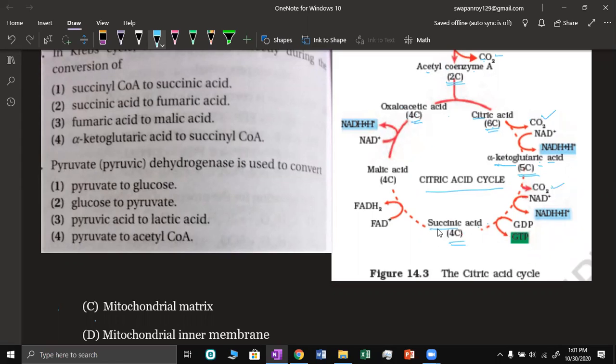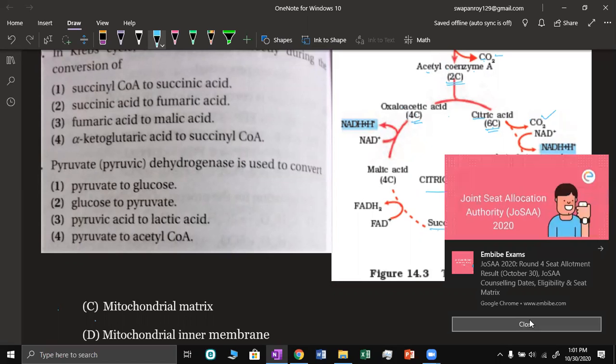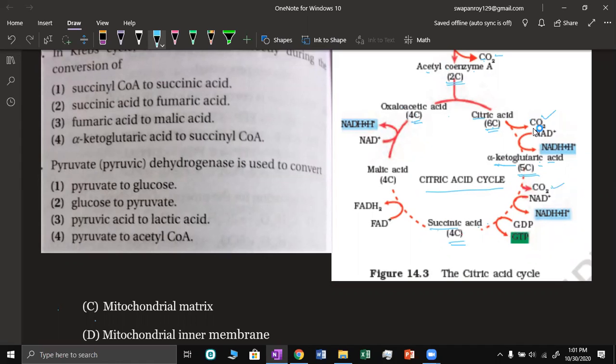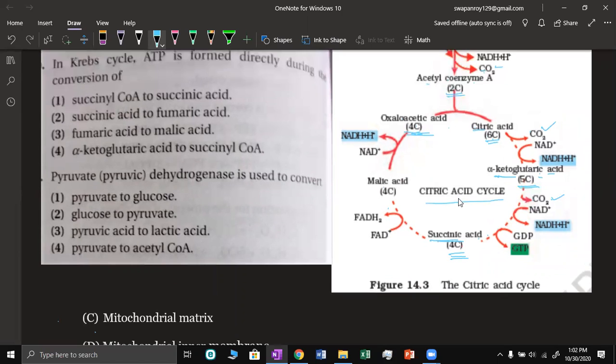The succinic acid then changes, and carbon dioxide is released in these 2 or 3 steps. That's why after succinic acid, all are 4-carbon compounds. Fumaric acid is produced. From fumaric acid, malic acid, to oxaloacetic acid. So these are 4-carbon compounds. So you have to remember all this, which one has how many carbons.